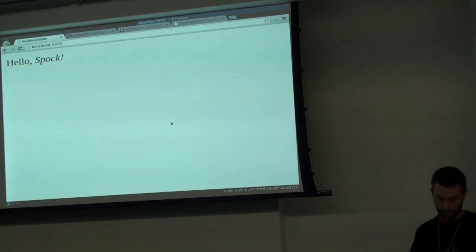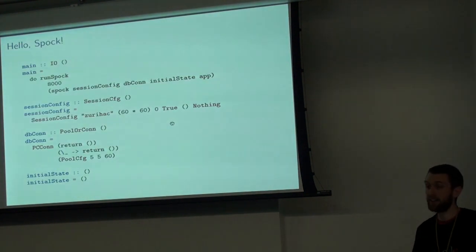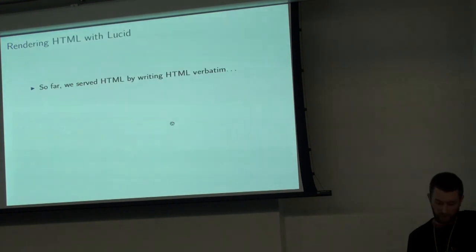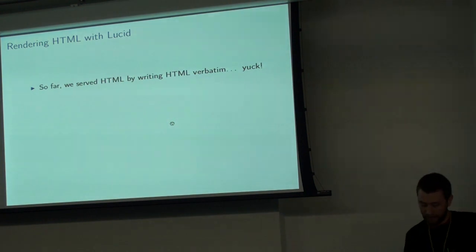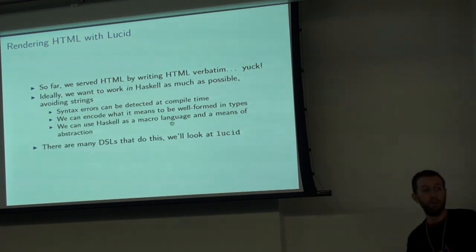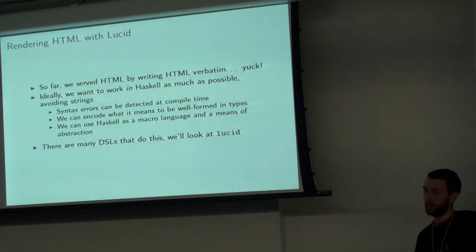So in only a couple of lines of code, we were able to start getting some web programming done, which is, I think, quite exciting. So the next thing I want to do is start looking at tidying this up, because so far we've been serving the HTML just as a string, and that's pretty horrific. We don't really do things like that in Haskell. Ideally, we want to stay working in Haskell as much as possible, and avoid working with literal strings.